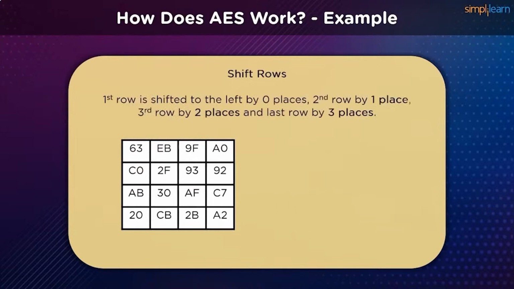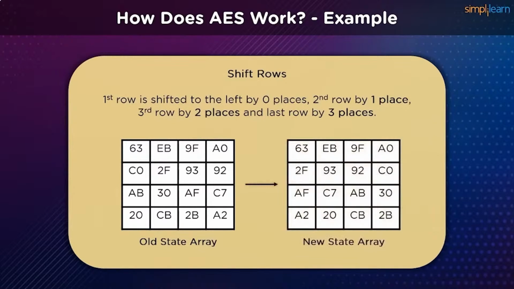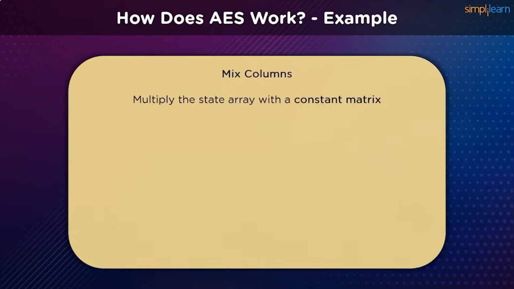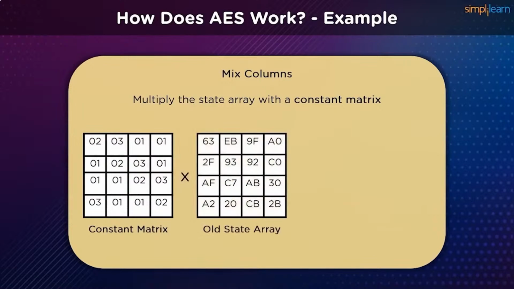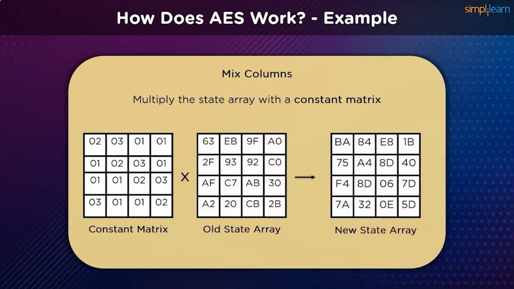When it comes to row shifting, each element is shifted a few places to the left, with the first row being shifted by 0 places, the second row by 1 place, the third row by 2 places, and the last by 3. The state array that we receive from the row shifting is passed off as an input to mixed columns. In mixed columns, we multiply the state array with a constant matrix, after which we receive a new state array to be passed on to the next step.